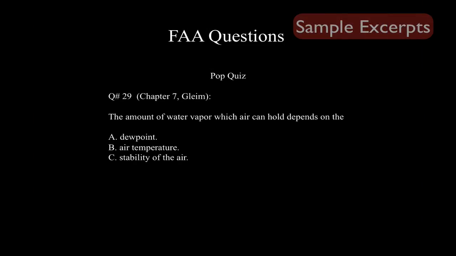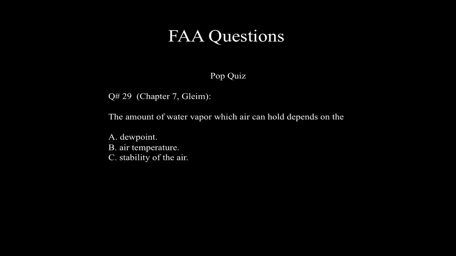All right, pop quiz for you. Here you go. Pop quiz, question number 29, and this is out of the Gleim test prep book. If you're using that, this topic of weather is all about chapter 7 in the Gleim. Question number 29: the amount of water vapor which air can hold depends on the what? A, the dew point, B, the temperature, or C, the stability of the air.